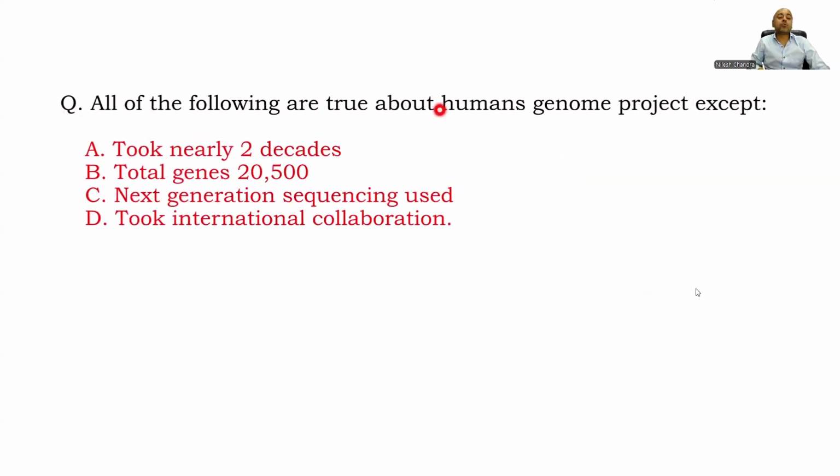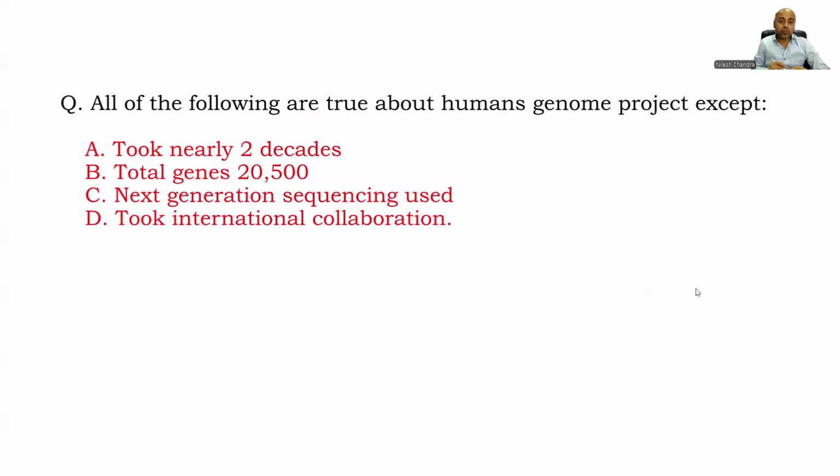Question. All of the following are true about the Human Genome Project, except: took nearly 2 decades; total genes coming out from this 20,500 in humans; next generation sequencing was used; and took international collaboration.